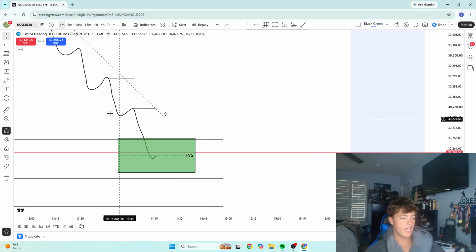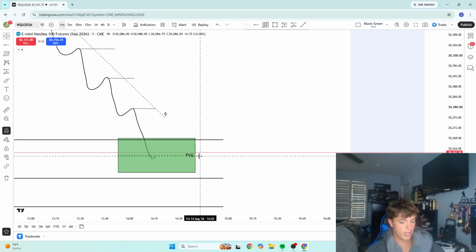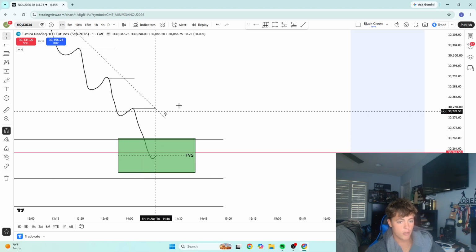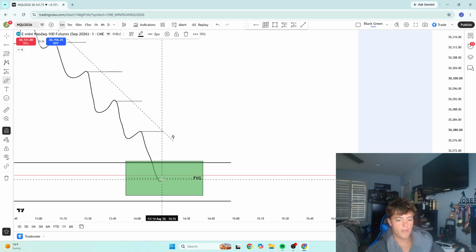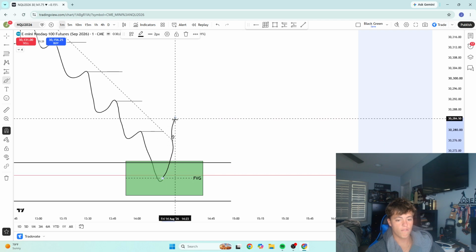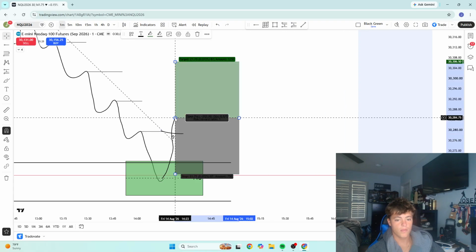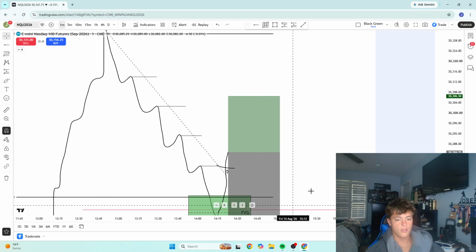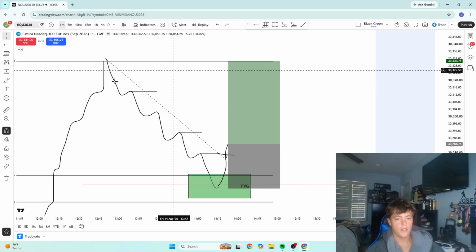So now what? We just tapped into discounted price. We just tapped into a 4-hour PD array. We just swept a type of sell side liquidity. We have all this trendline liquidity. And now you wait, you maybe see a reaction out of this. We finally break this swing low high. Enter. Stop loss could either be at like a gap right here, or you could just put it at swing low. Target all this trendline liquidity.